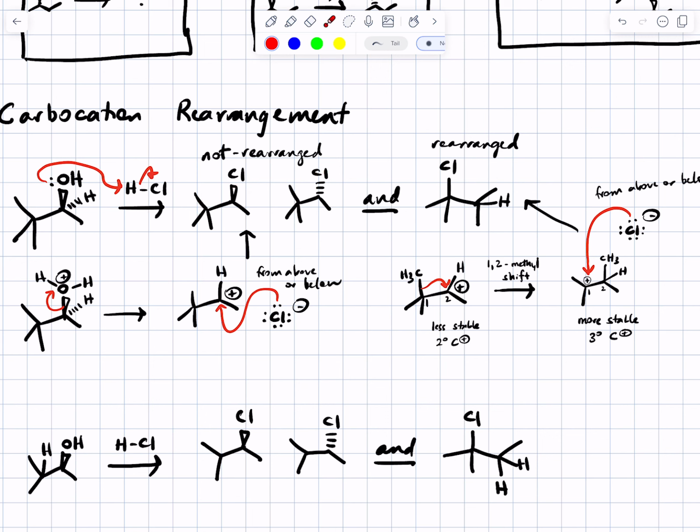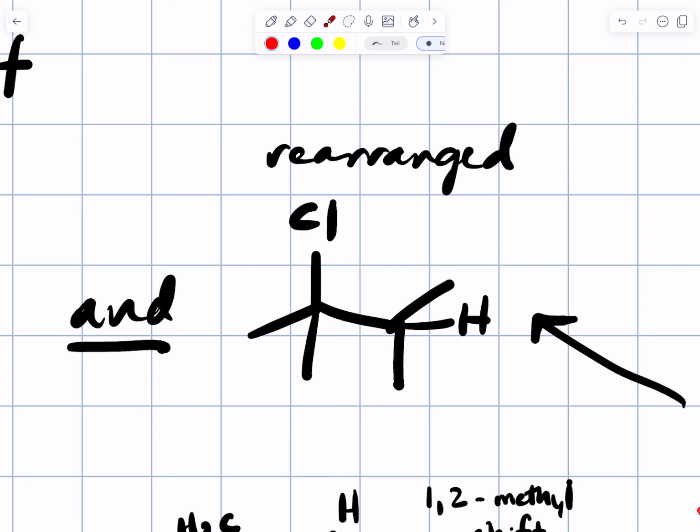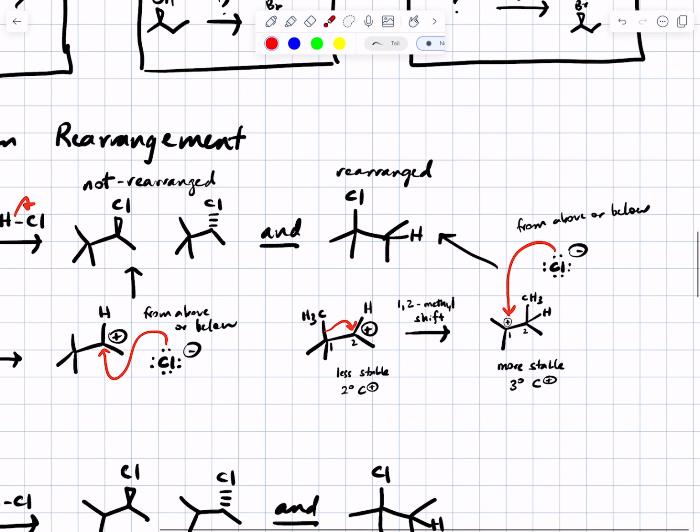On a mechanism question, you'll simply need to read the question and see if the question says, draw the mechanism that accounts for the formation of this rearranged product, then do just that. Draw the mechanism that accounts for that rearranged product. All right, questions about the 1,2 methyl shift?